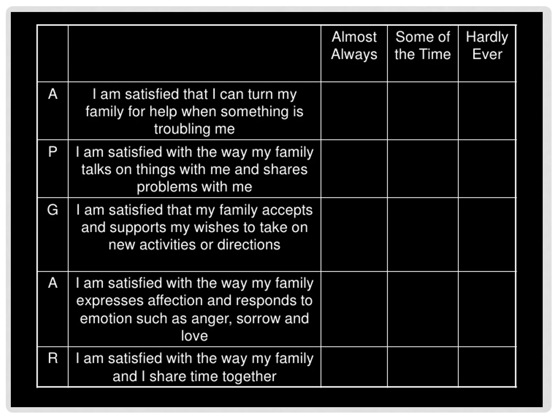For growth, I am satisfied that my family accepts and supports my wishes to take on new activities or directions. For affection, I am satisfied with the way my family expresses affection and responds to emotions such as anger, sorrow, and love. And R would be, I am satisfied with the way my family and I share time together.